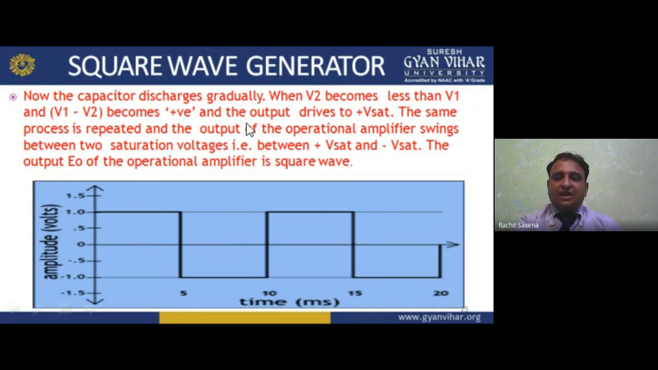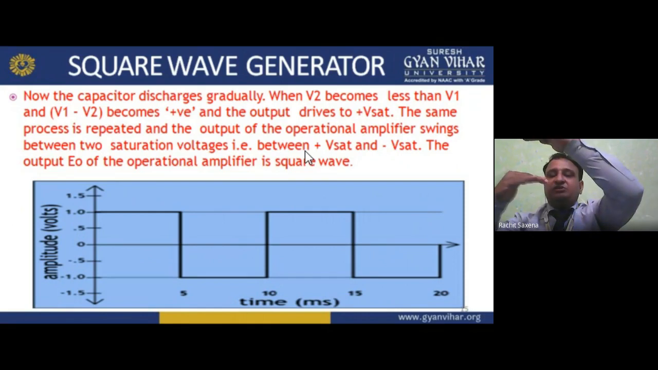Now the capacitor discharges gradually, and when V2 becomes less than V1, then V1 minus V2 becomes positive, and the output goes to positive VSAT. The same process is repeated, and the output of the operational amplifier swings between two saturation voltages, that is, between positive V saturation and negative V saturation, then again positive V saturation, then negative saturation.